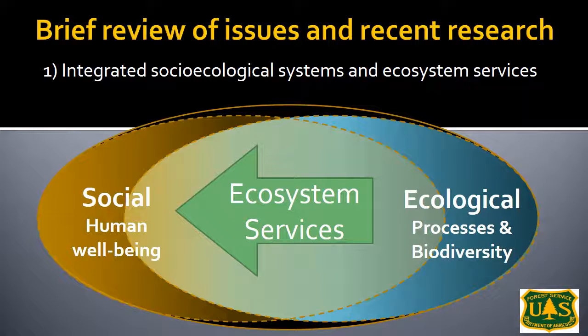First, a brief review of some of the conceptual frameworks for integrated socio-ecological systems. We can think about both social components focused on human well-being and ecological processes and biodiversity. And a central concept that's emerged in recent years is ecosystem services, which provide a link between those ecological processes and human well-being.